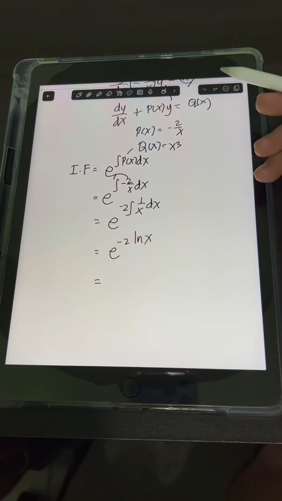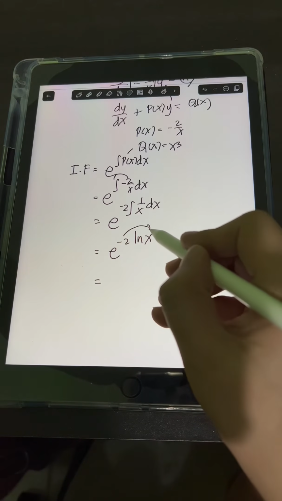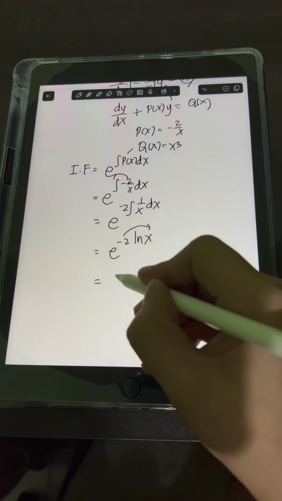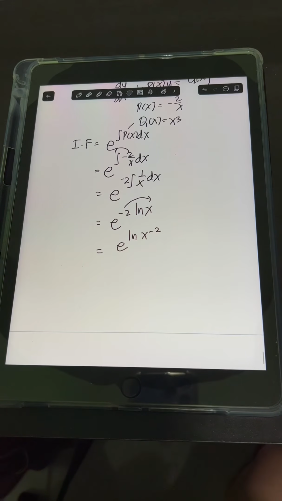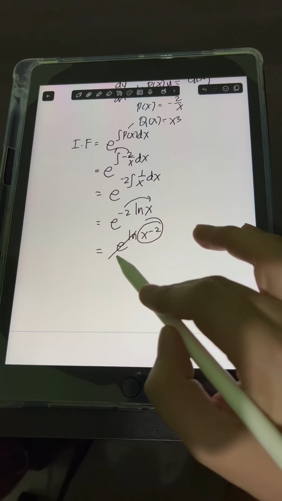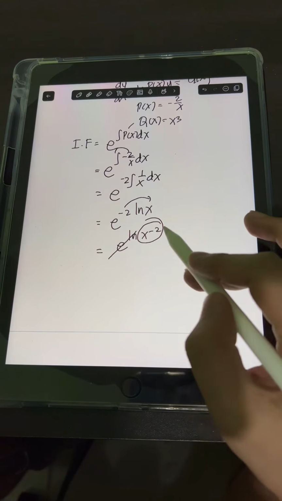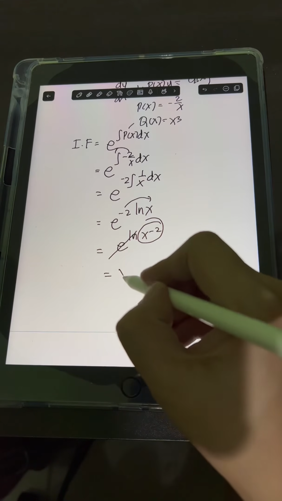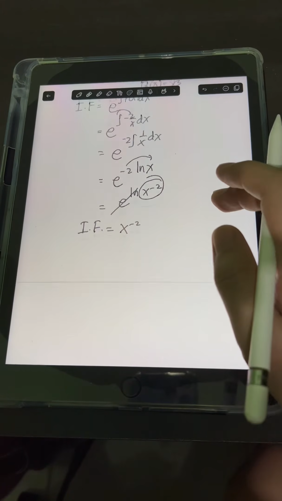Then if you apply the property of logarithms, this −2 can be the exponent of the x here. So we will have e raised to ln x to the negative 2. And then from the property of logarithms again, if we have e raised to ln of something, we just cancel out this e raised to ln. We are left with the expression inside the ln, which is x to the negative 2. So therefore, this will be the integrating factor.